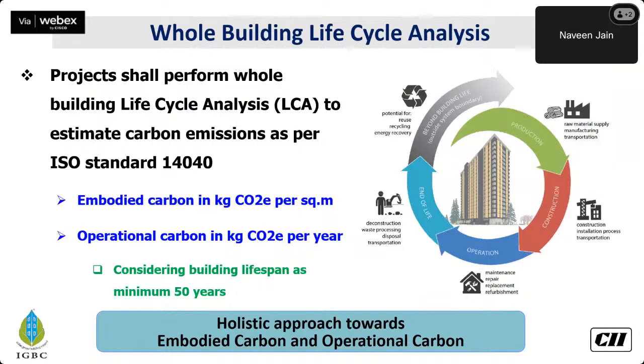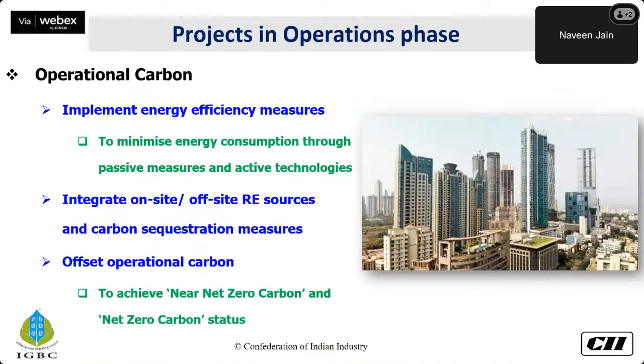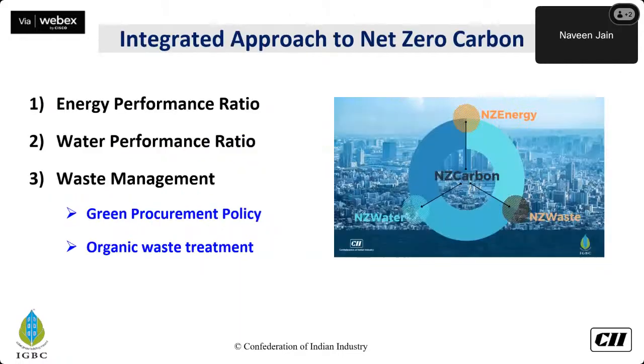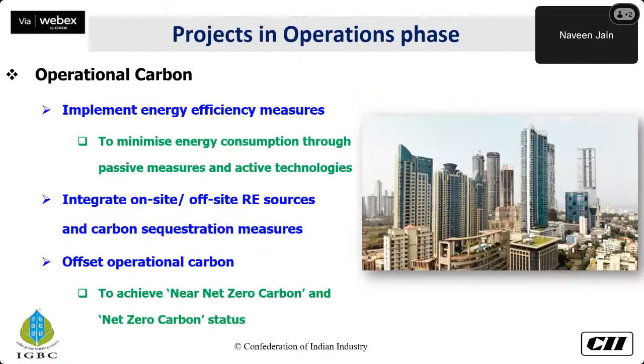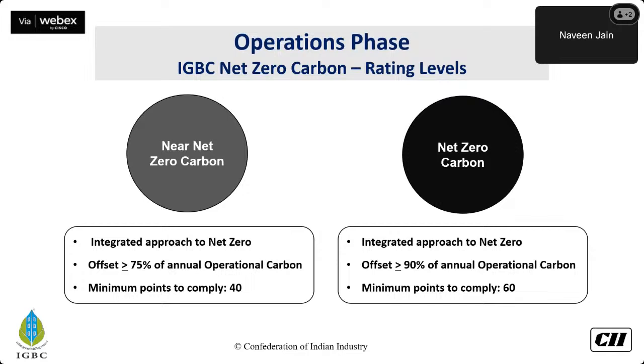So in the net zero carbon rating, for projects in the operation phase, first you have to implement all the ratings like energy, water, waste, because it is an integrated approach. And second, after having all this, whatever energy consumption you have should be met through RE. So in the carbon rating system also, we have two levels, near net zero carbon and net zero carbon. If you are able to offset 75% of your annual operational carbon, then you will become near net zero. And if you are able to offset more than 90% of your annual operational carbon, then you will become net zero carbon. So how can you offset this operational carbon?